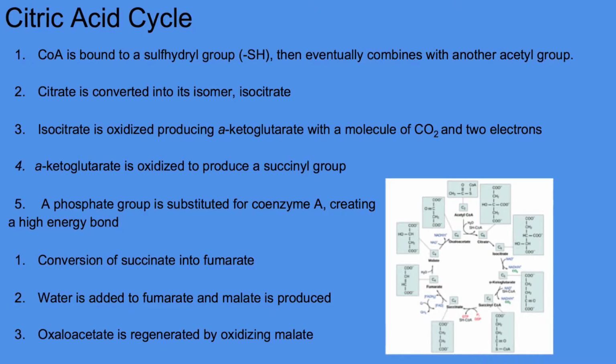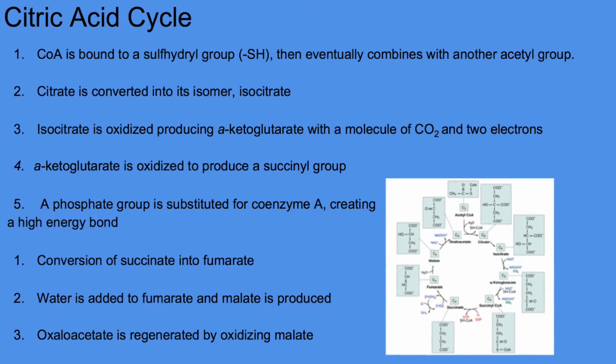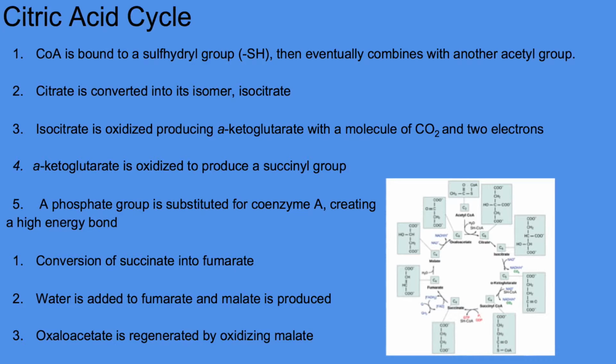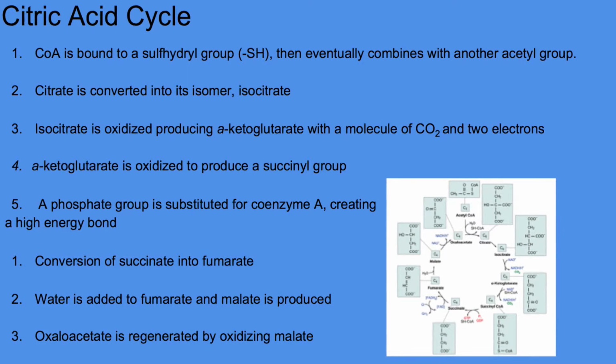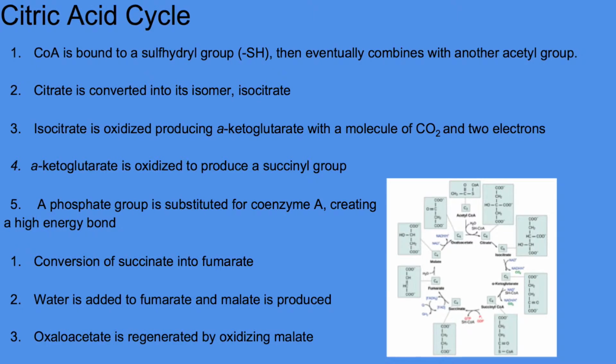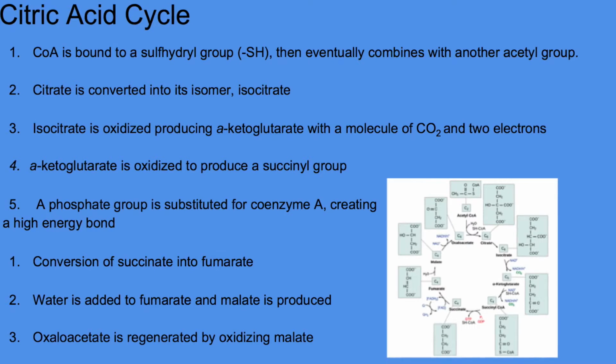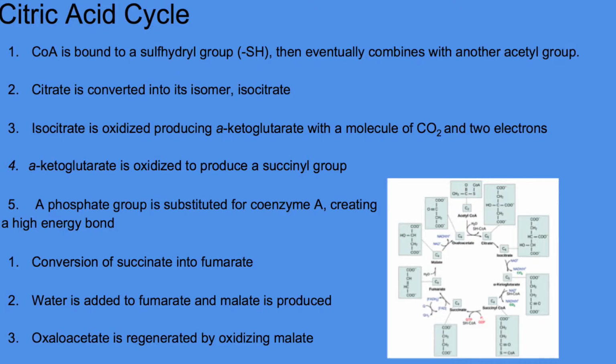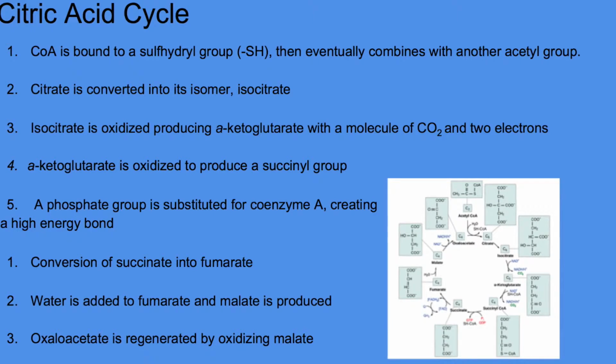Coenzyme A is bound to a sulfhydryl group and then eventually combined with another acetyl group. This is a highly exergonic, meaning losing a lot of energy, step, and irreversible. The speed and rate of completion of the step is controlled by a negative feedback loop with the levels of ATP. An explanation: if ATP levels decrease, the rate of completion increases.